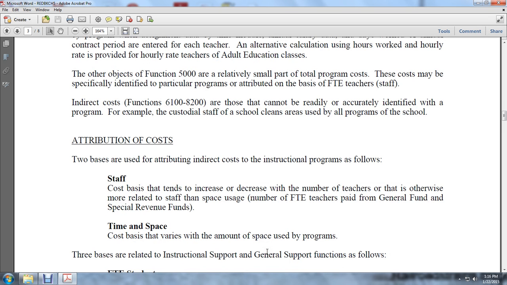The staff cost basis varies with the increase or decrease of the number of teachers, otherwise must be related to the staff of those spaces used. The number of FTE teachers is paid from the general fund or specific revenue funds. Time and space: the cost basis varies with the amount of space being used in the programs.